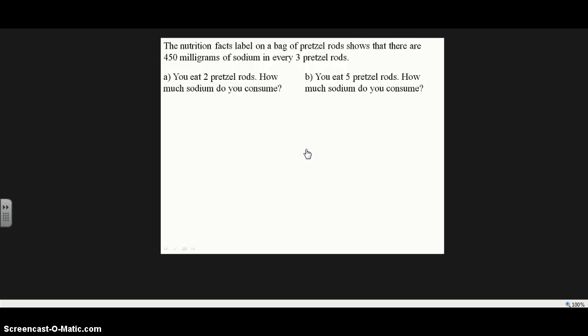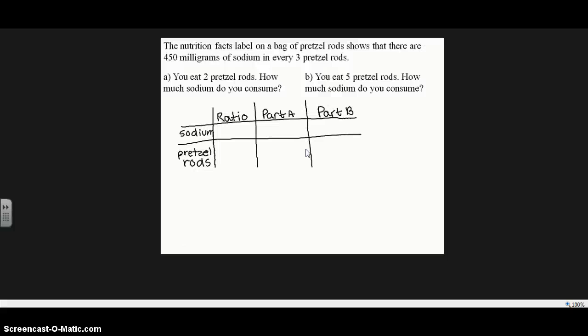The nutrition facts label on a bag of pretzel rods shows that there are 450 milligrams of sodium in every 3 pretzel rods. Begin by setting up a table. You know that the ratio is 450 to 3. Part A. You eat 2 pretzel rods. How much sodium do you consume?